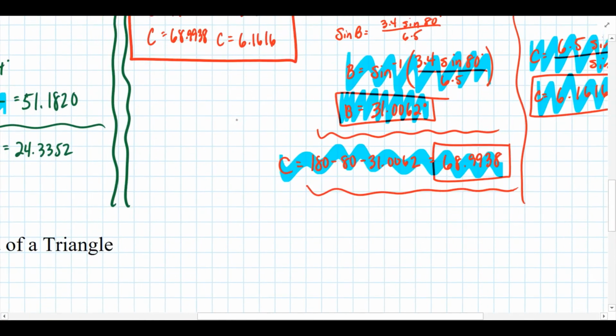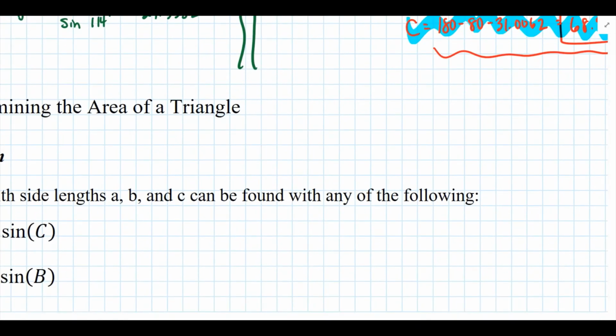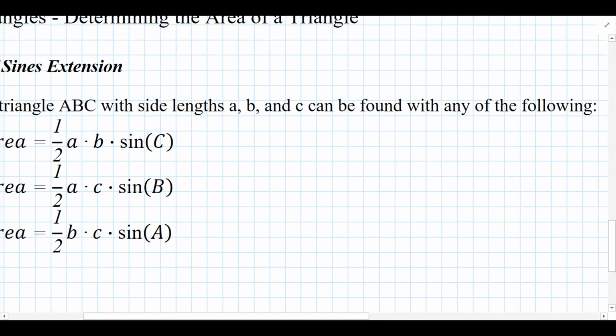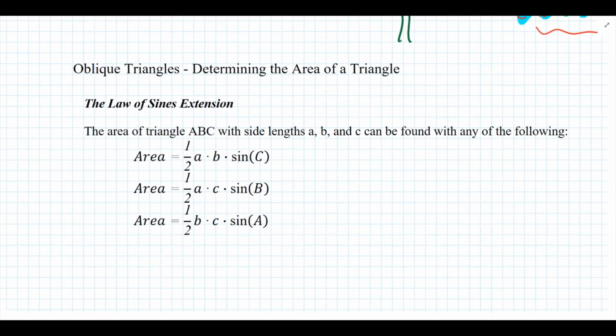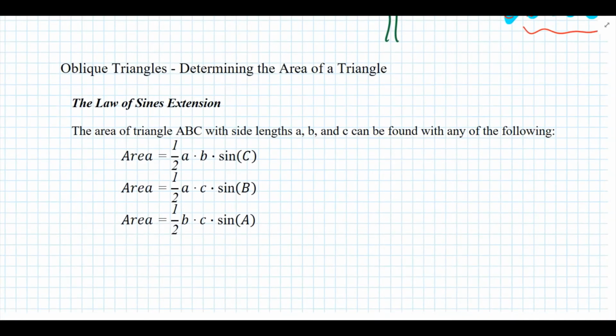By practicing with the law of sines, it is possible to discover shortcuts and extensions to the law. One such extension is used to compute the area of a triangle, even if the altitude or perpendicular height is unknown. All that is needed are two side lengths and an included angle measure.